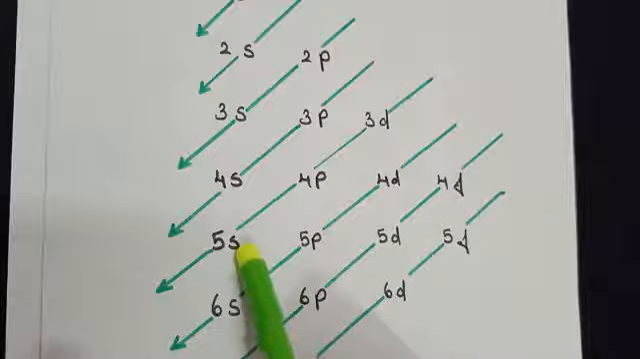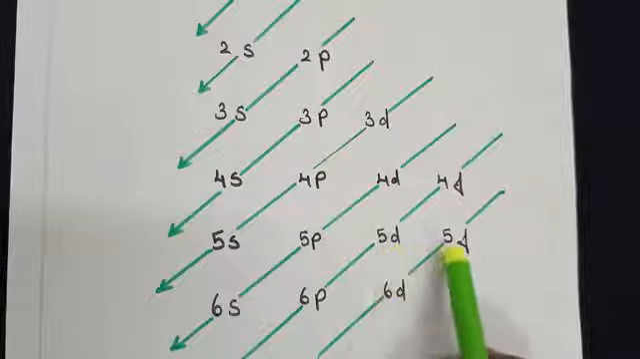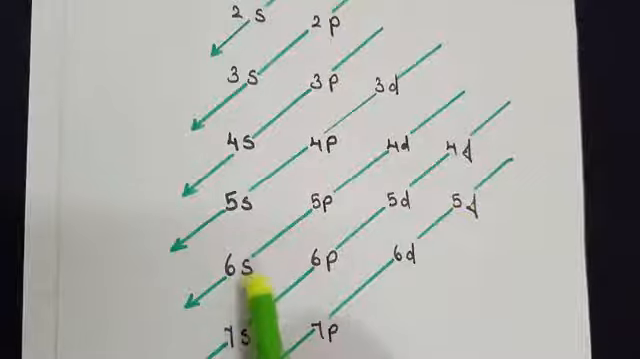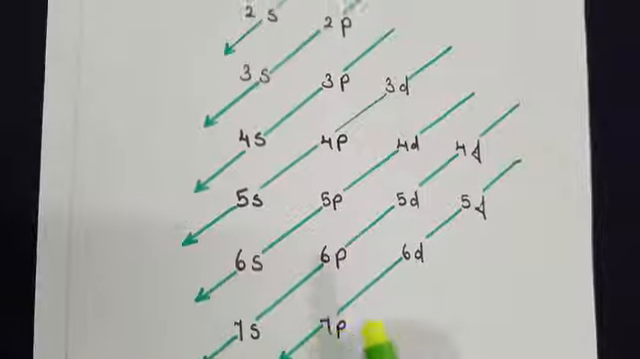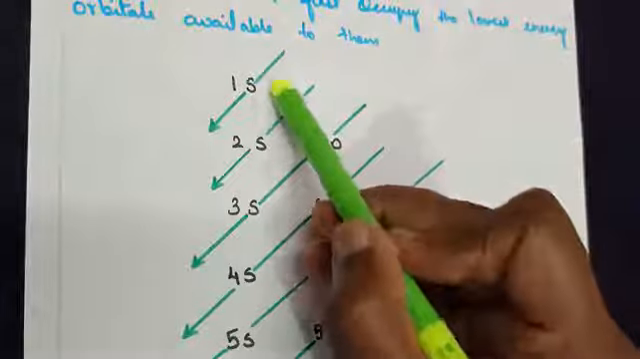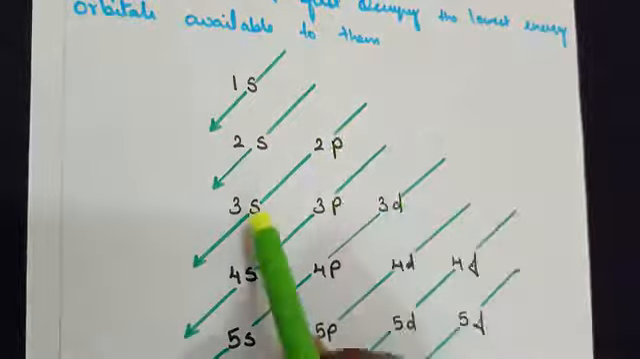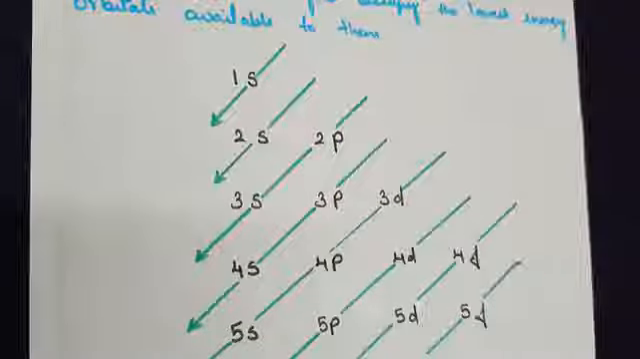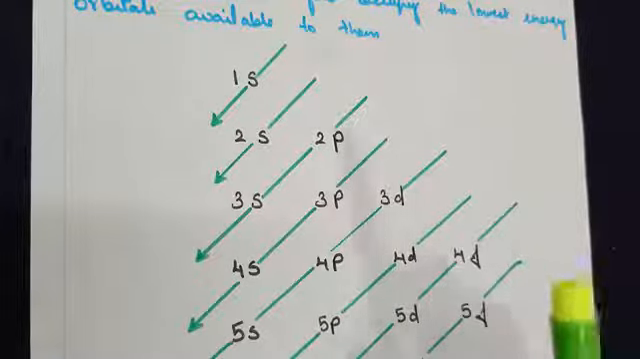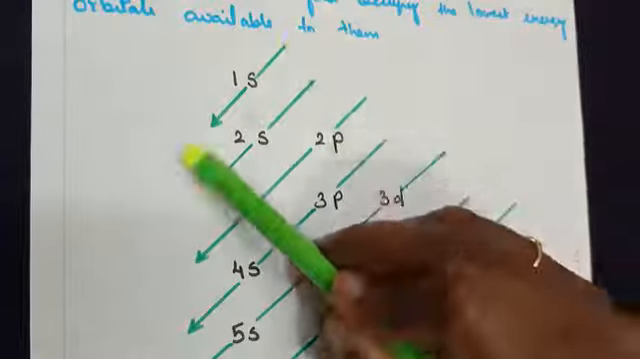Similarly, for the 5th shell also the same applies: 5s, 5p, 5d, 5f. Then for the 6th shell, 6s, 6p, 6d, and then 7s and 7p. So if you understand why we are writing 1s, then the next line 2s, 2p, then the next line 3s, 3p, 3d, following the azimuthal rule, that is point number 1.